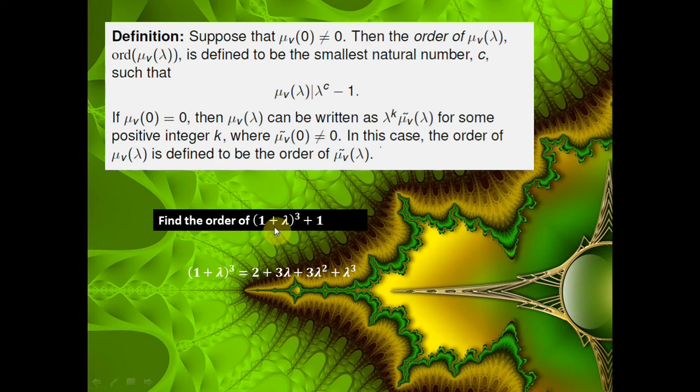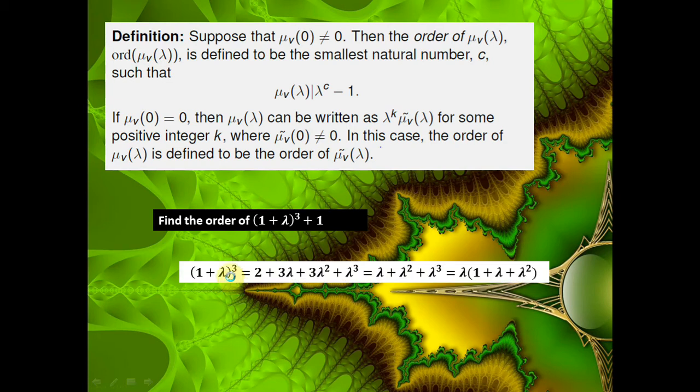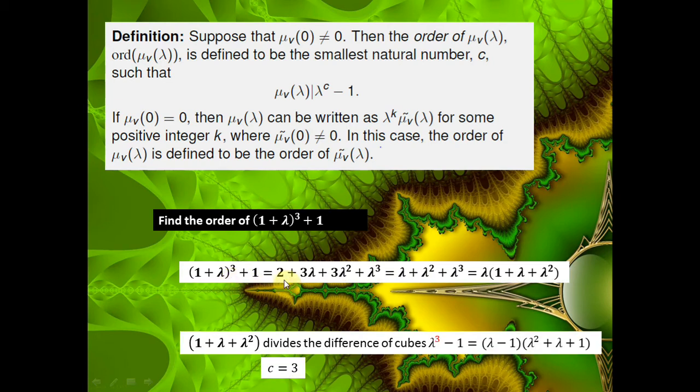If I wanted to find the order of 1 plus lambda cubed plus 1, well, I take 1 plus lambda cubed plus, it should be a plus 1 there, plus 1, and I expand it on Mathematica first. So I just went on Mathematica and told it to expand it. Not that I couldn't do that by hand, but I don't want to. And because I'm working mod 2, anything with 2 in it is 0, and anything that's odd will give you a coefficient of 1. So I get this polynomial here.